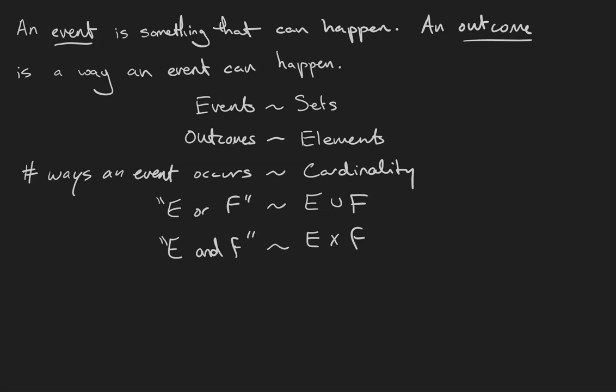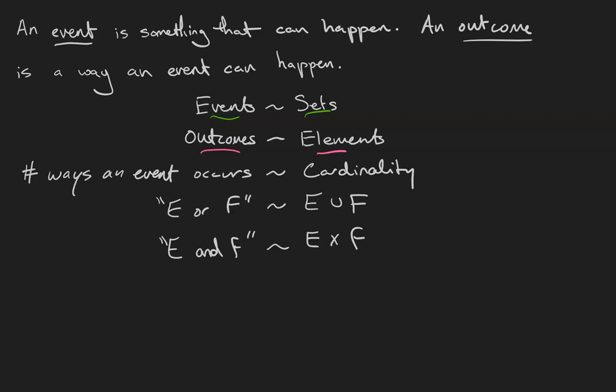Before we get into the really powerful combinatorics, we want to talk about events as they relate to set theory. We want to formalize mathematically the kinds of things we're talking about. Loosely speaking, an event is something that can happen. An outcome is a way that an event can happen. We're going to make the identification between events and sets, between outcomes and the elements of those sets.